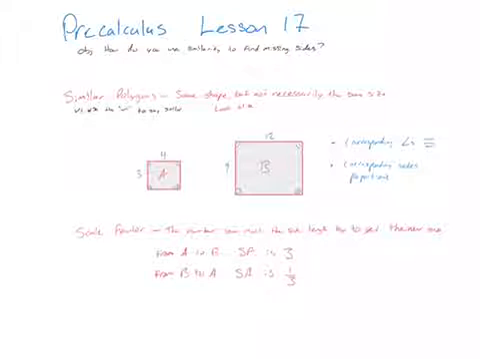When they are the same shape and the same size, we call them congruent shapes. But congruent shapes are also similar shapes. So they don't necessarily have to be the same size, but they could be the same size to be similar.